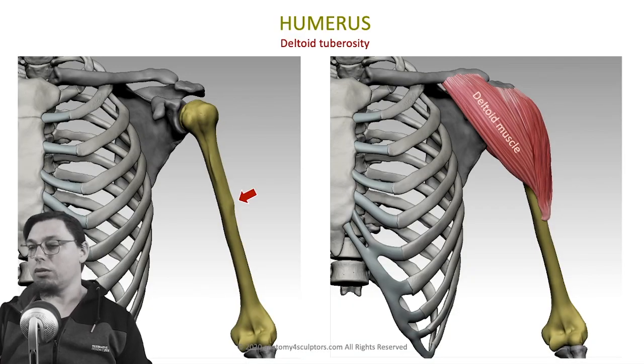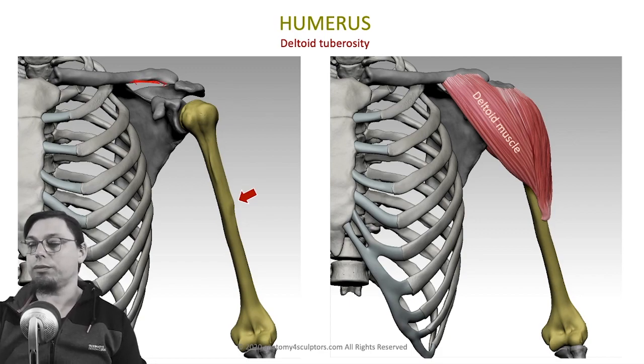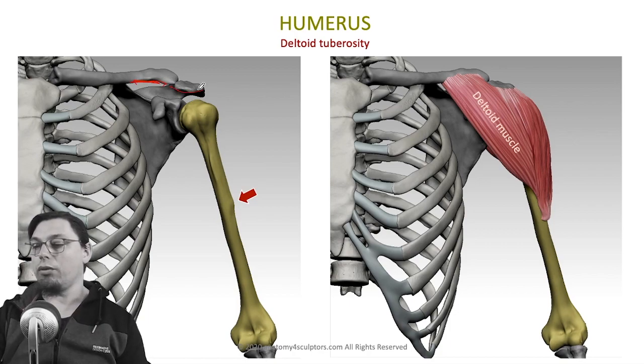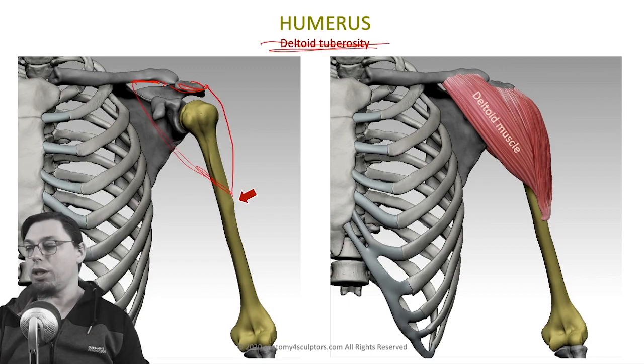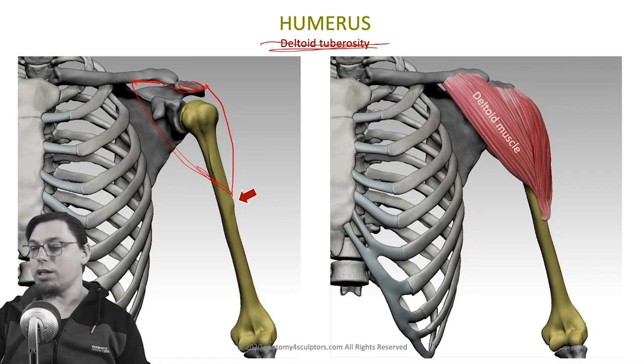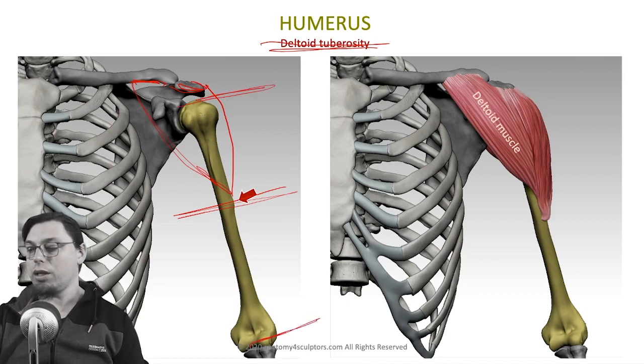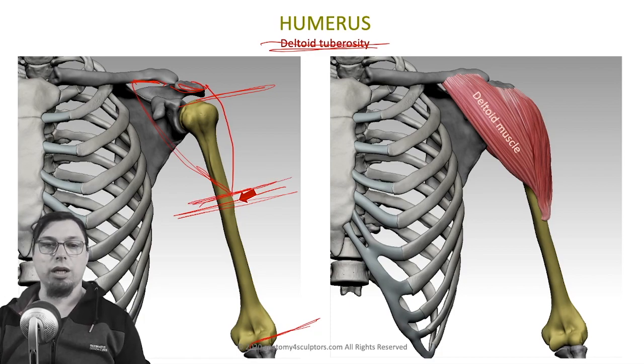The deltoid muscle is connected to the lateral third of the clavicle, the acromion process, and the spine of the scapula on the back side, and it inserts into the deltoid tuberosity. It's approximately a little bit over the middle of the humerus, considering the total height of the humerus from the elbow to the shoulder. So a little bit higher than the middle, you have this deltoid tuberosity where the deltoid muscle inserts.